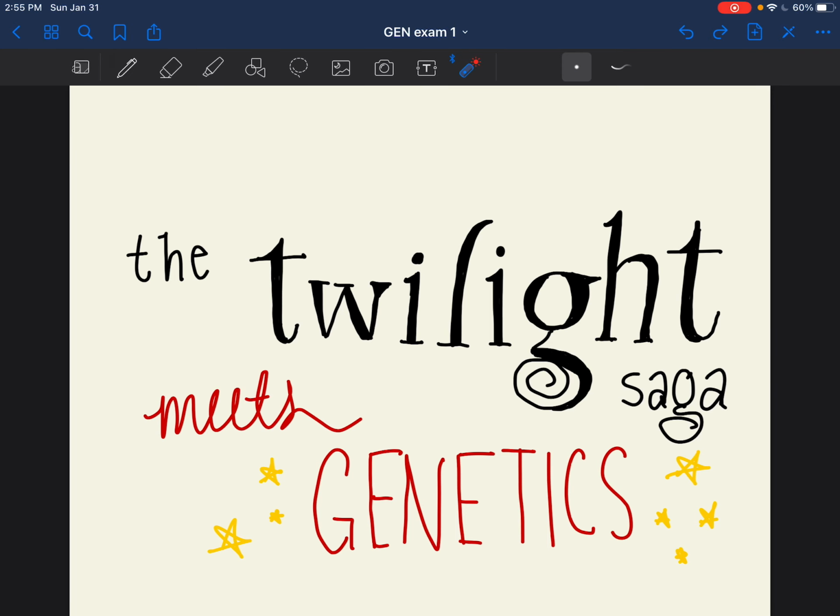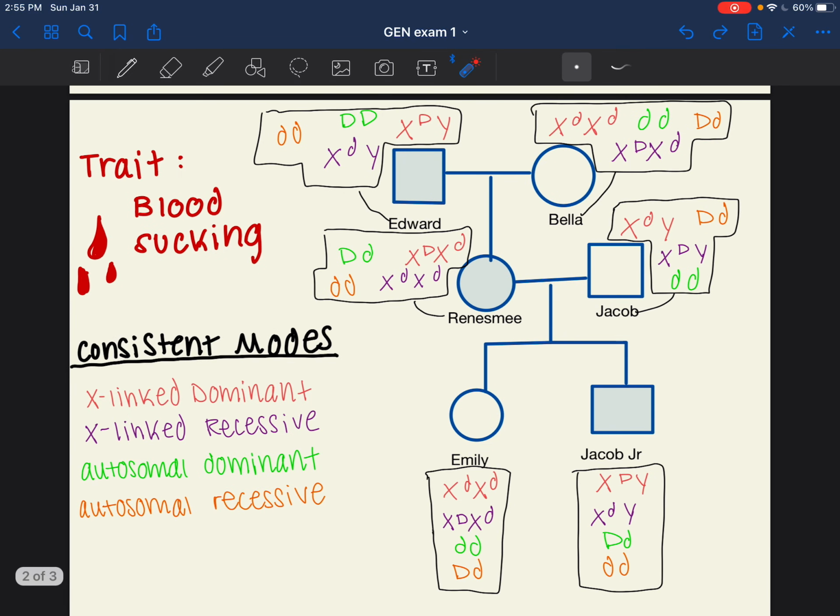Now, if you aren't familiar with the Twilight Saga, there is a human named Bella, shown here. And she falls in love with and marries a vampire named Edward, shown over here. And they have a daughter named Renesmee who's half human and half vampire. It's not specifically stated in the book, but it's alluded to the fact that when she grows up, she marries Jacob over here. And for the purposes of this assignment, we're going to assume that they have two kids, a daughter named Emily and a son named Jacob Jr.